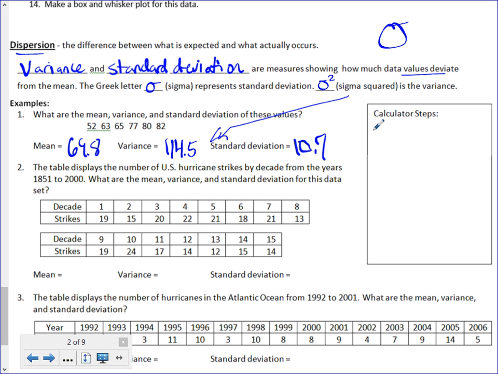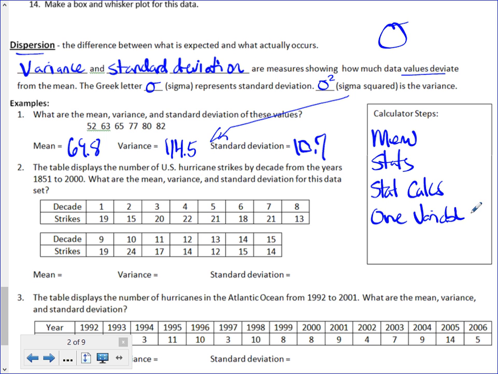All right, let's write these steps. Menu, stats, stat calcs, one variable statistics, or 1V. I like that. 1V statistics, 1V stats. Yep. That's how you take notes. You summarize, you simplify. That's good. That's pretty much it. X1A. Enter. That summarizes it pretty well.